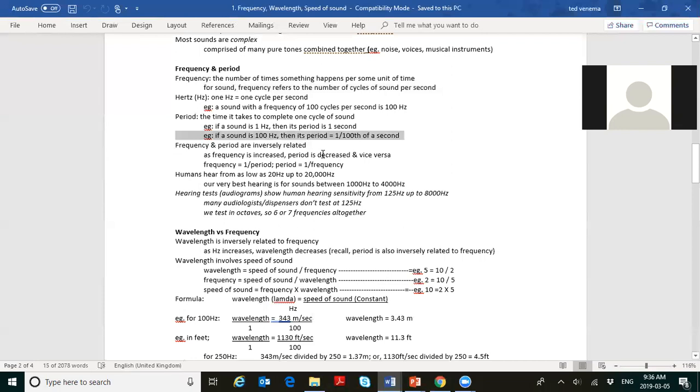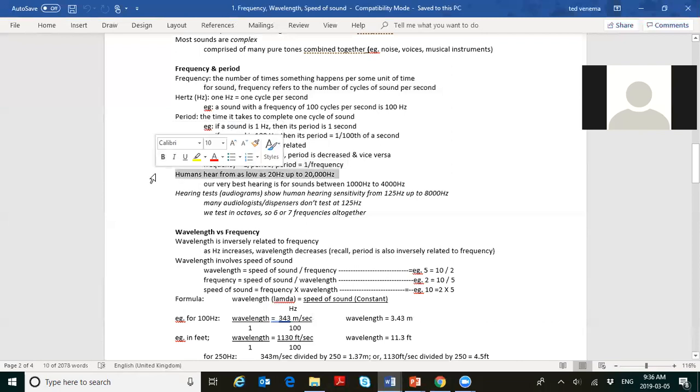So period and frequency are inversely related. The higher the frequency, the shorter the period. Right here. F is 1 over P. P is 1 over F. All right, put a star by that. That's the first of 3 formulas to memorize in this course.